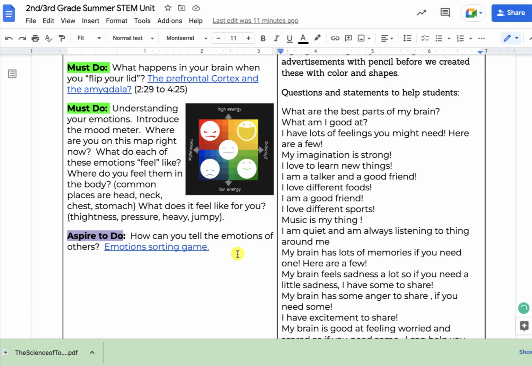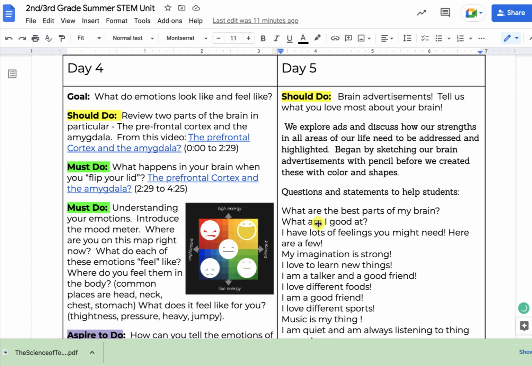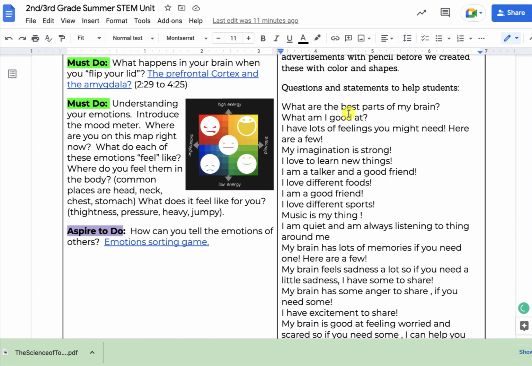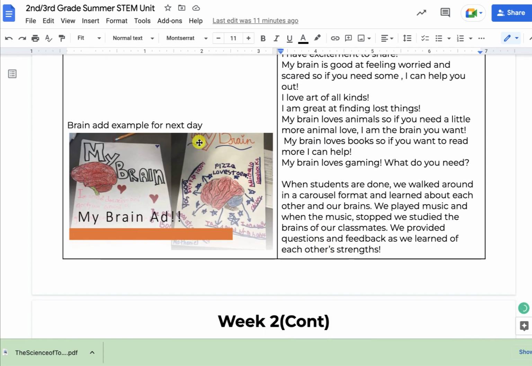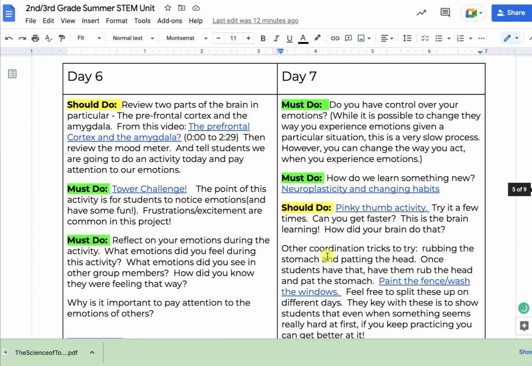Okay. So then you've got an emotion sorting game, and then you have brain advertisements where the students are going to create an ad for why their brain is so amazing. Really try to focus on the positives of their brain. Here are some things that they may choose to say about their brain. And they can create little posters, and you can get a little cutout of the brain. They can color it and then add some words here or pick other pictures if they wish.